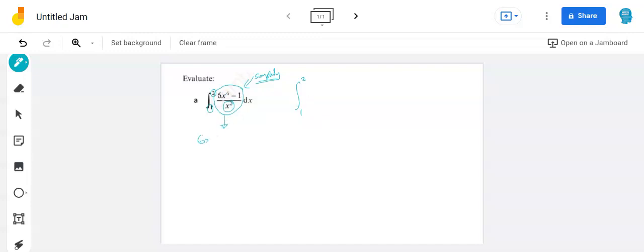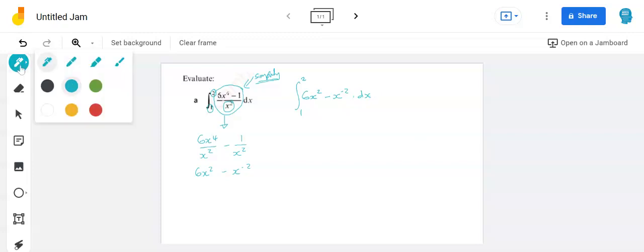So we got 6x to the power of 4 over x squared minus 1 over x squared, and we end up with 6x squared minus x to the -2. I would then integrate this because it means exactly the same thing. I just rewrote it by simplifying it. We perform a normal integration on this.